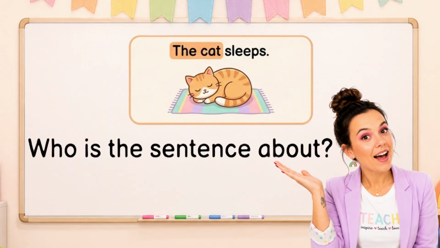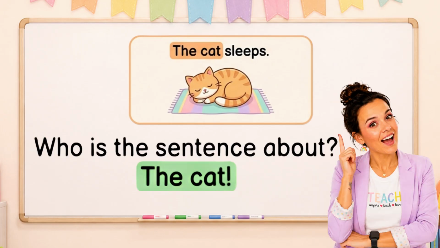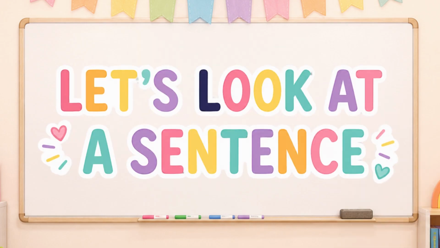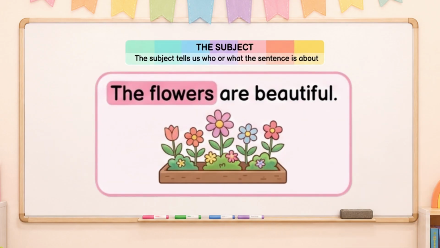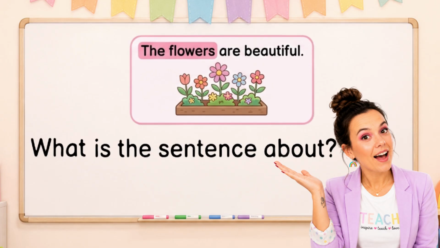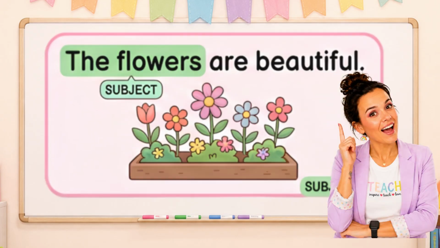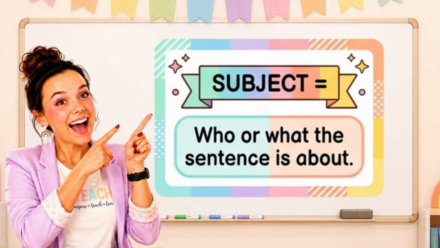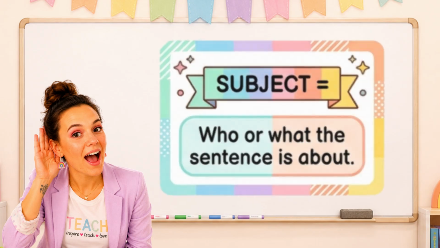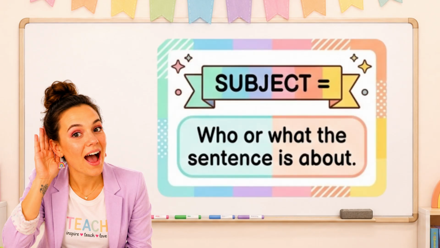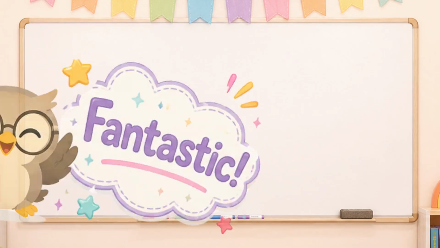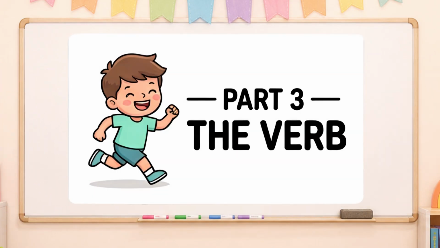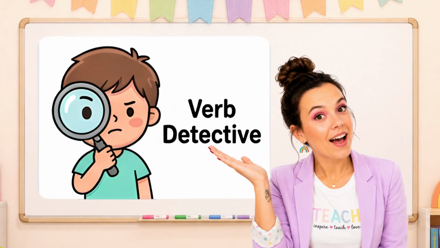Let's try another one. The cat sleeps. Who is the sentence about? The cat. Let's try one more. The flowers are beautiful. What is the sentence about? The flowers. Very good. So remember, the subject is who or what the sentence is about. Let's say it together. The subject is who or what the sentence is about.